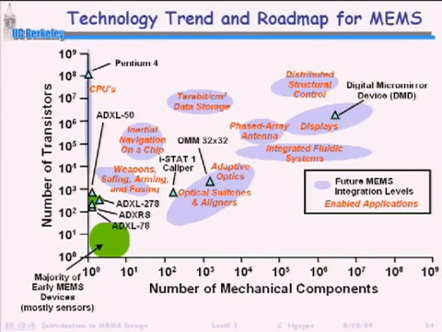So the number of mechanical components people were equating to the ability to sense, to act. Okay, right? Use these mechanical things to sense. Use the transistors to compute. And one really good example of one of the first MEMS products that really was based on this kind of thinking is the Analog Devices ADXL78 or ADXL50, the ADXL line. AD stands for Analog Devices, XL stands for accelerometer.